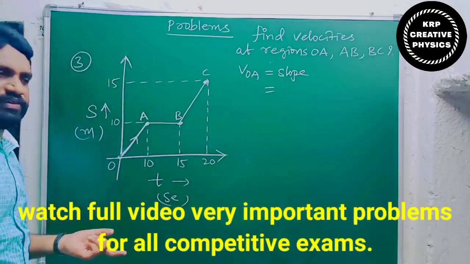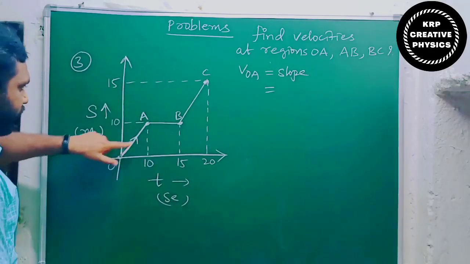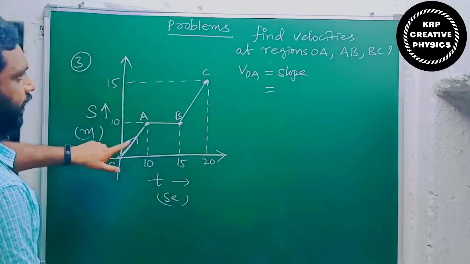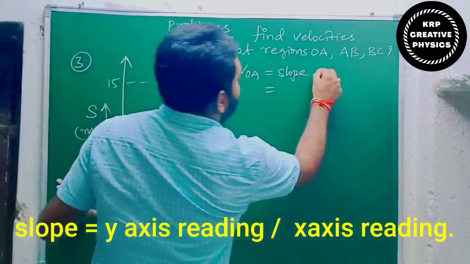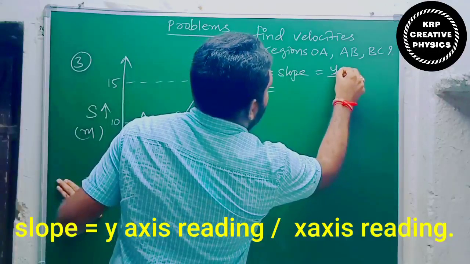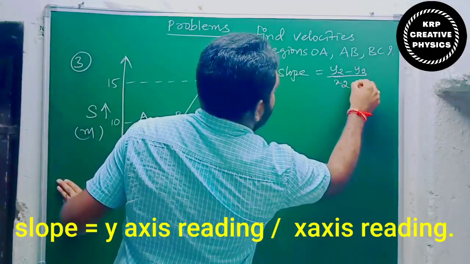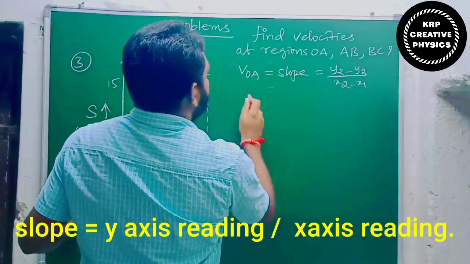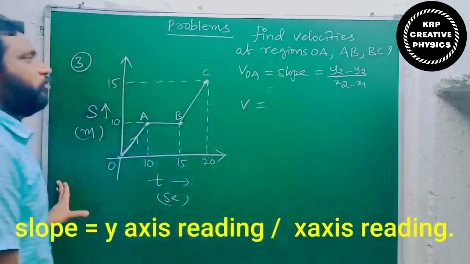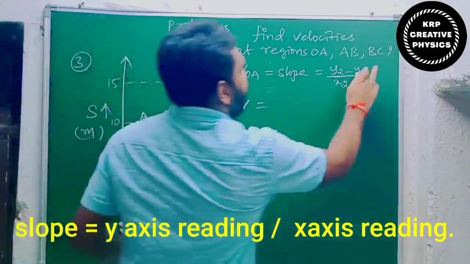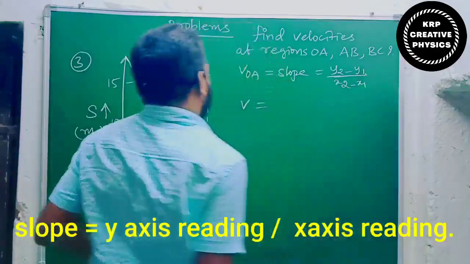Y-axis reading by x-axis reading. So for O to A, you should observe here. First we will observe the y-axis reading. y2 minus y1 by x2 minus x1. This is the formula. Okay? So now velocity is y2 minus y1 by x2 minus x1.